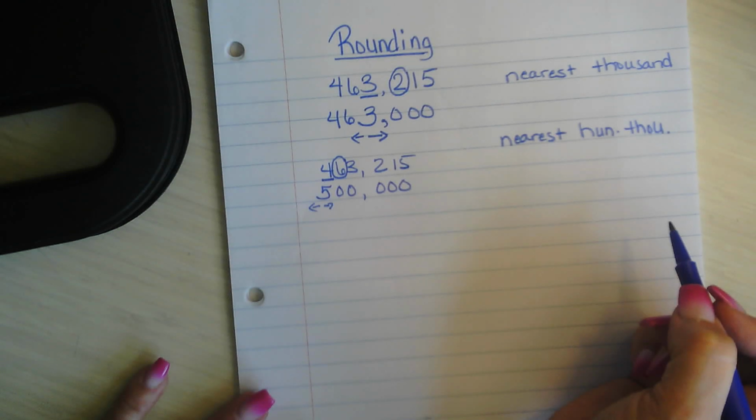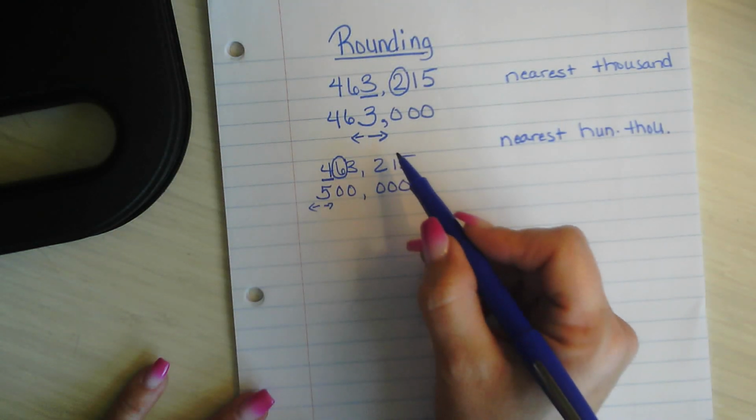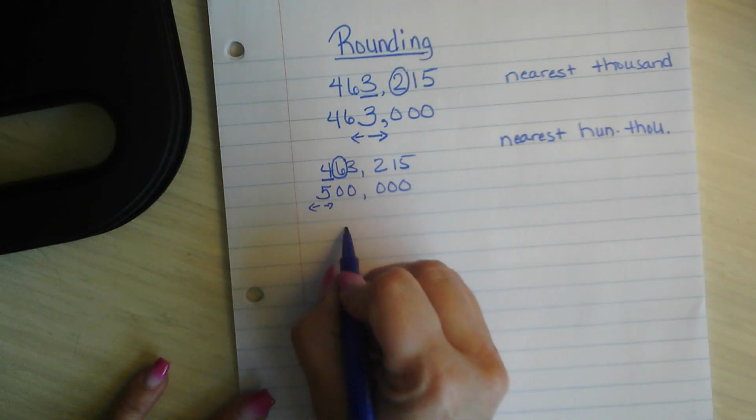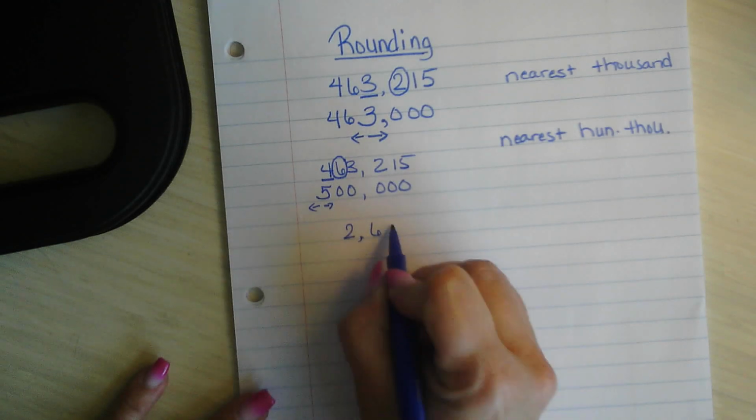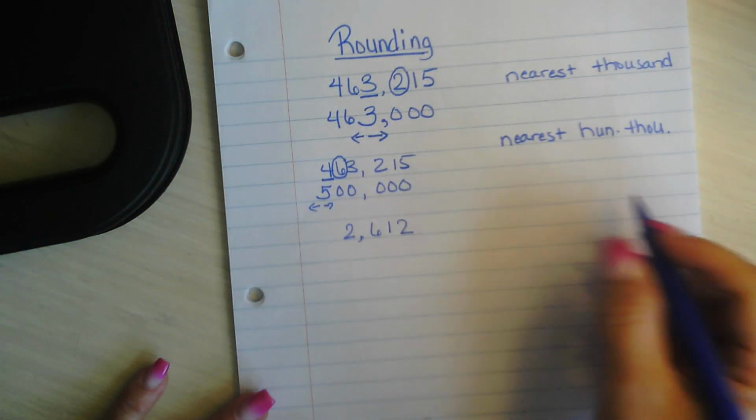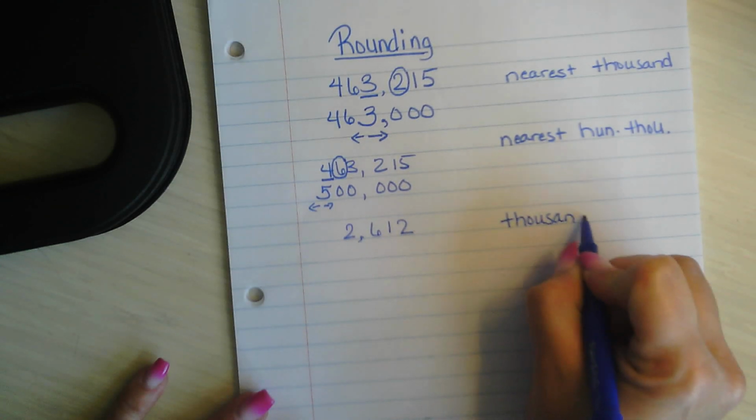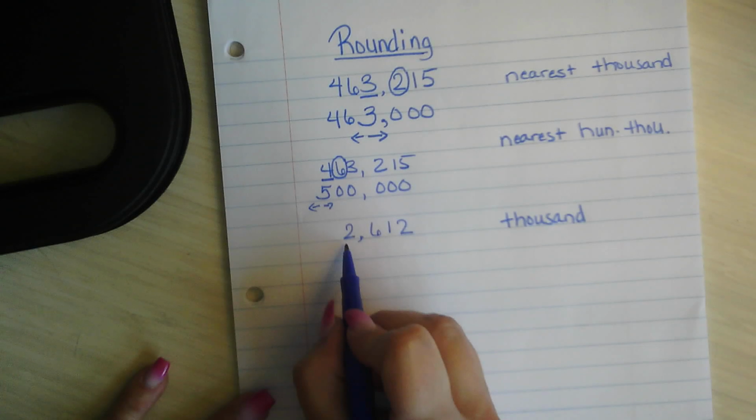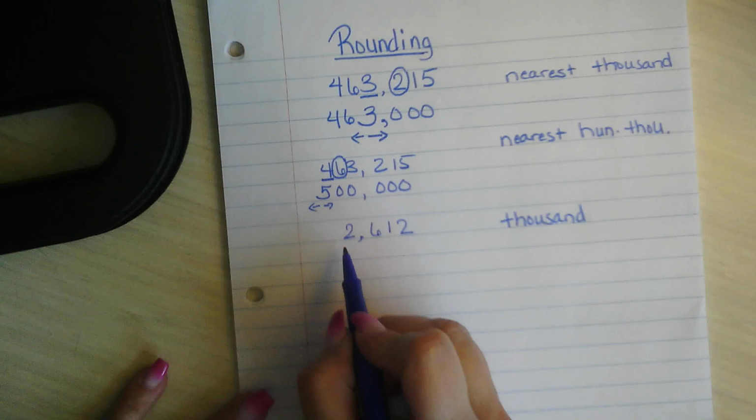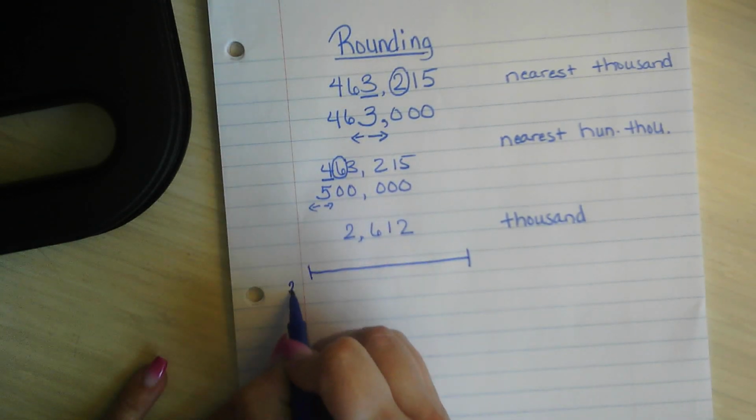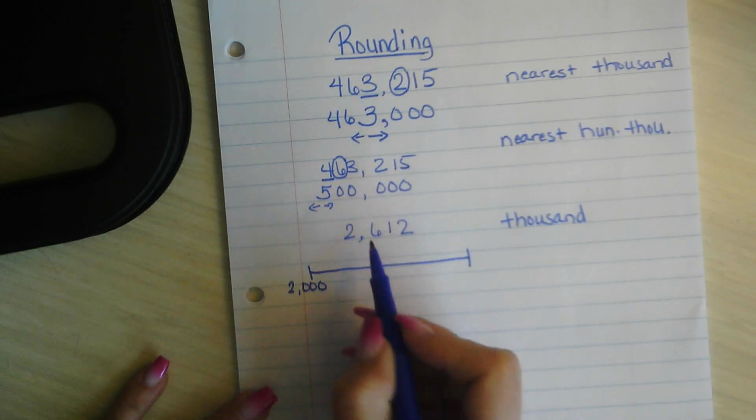Another thing that the kids need to understand is that you can also do this on a number line. So let's say we had the number 2,612, and we wanted to round this to the nearest 1,000. So we need to understand that this number, if we were counting, the 1,000 that would come before this number is 2,000. So on a number line, we would put 2,000 on this side. The 1,000 that would come after this number would be 3,000.